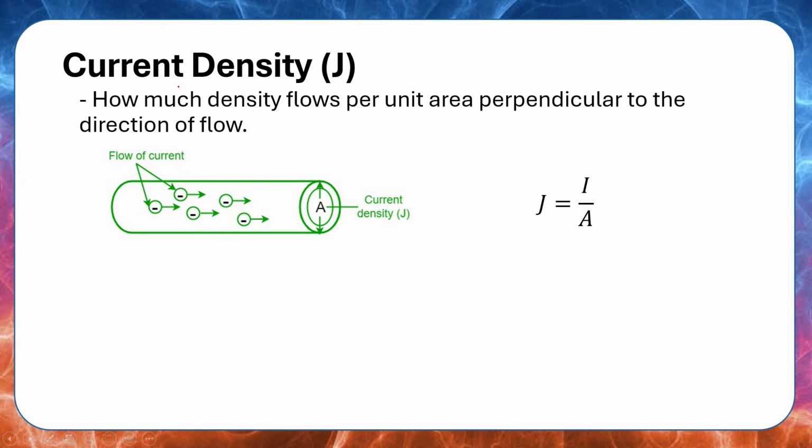So J is the current density, I is the amount of current, and A is the cross-sectional area. And why is it saying perpendicular? It says perpendicular because look at the circle here. The circle is flat, perpendicular to the direction of the current. That's why it's perpendicular. It means the flatness of the circle is not along the direction of the electric current. Okay, and that's what we call the cross-sectional area.